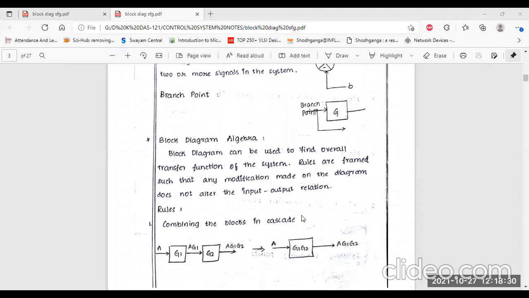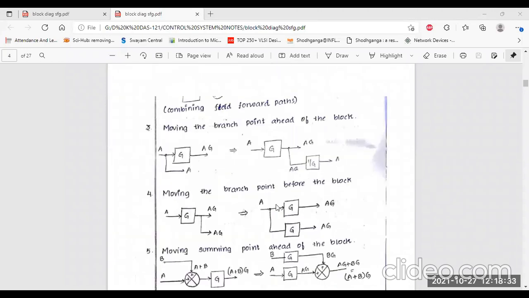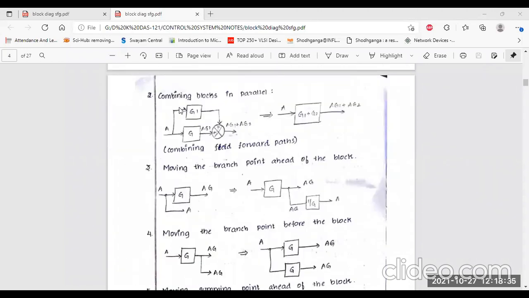Okay, next, number two, combining blocks in parallel. First we discussed the series format, but when the parallel format is given, these are the parallel blocks. Clear? This is G1 and this is G2. This is the input section.